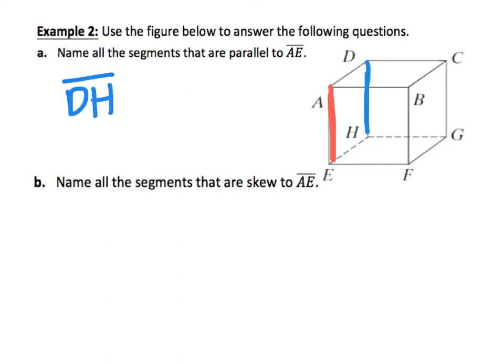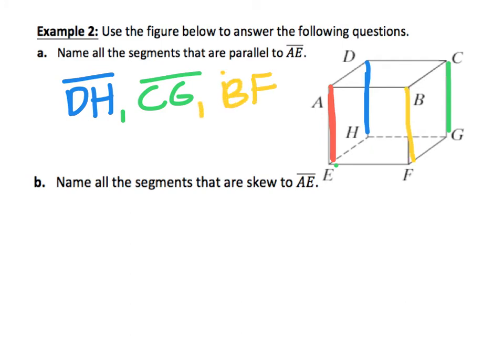Those ones would be parallel. I also notice CG. It's kind of kitty corner from it, but they would be parallel to each other. And then the last one I see is BF.